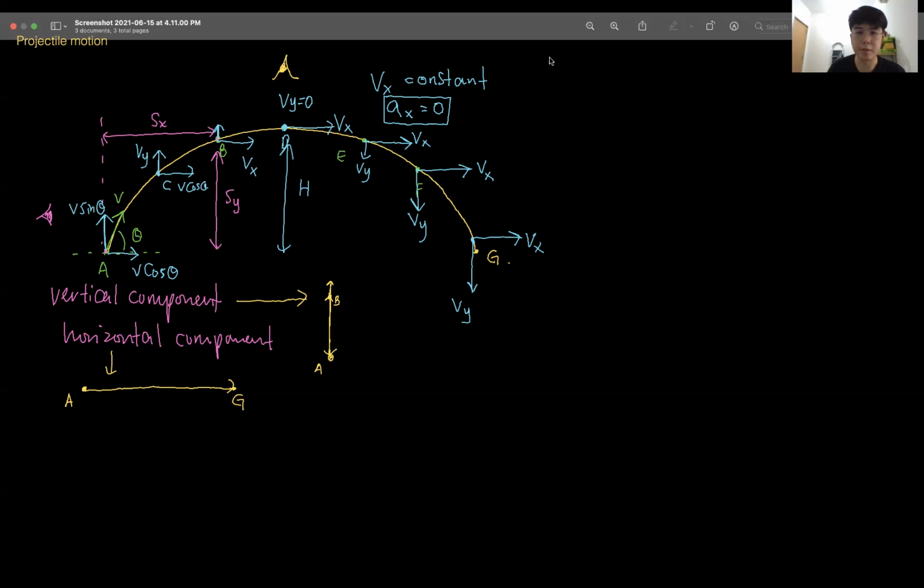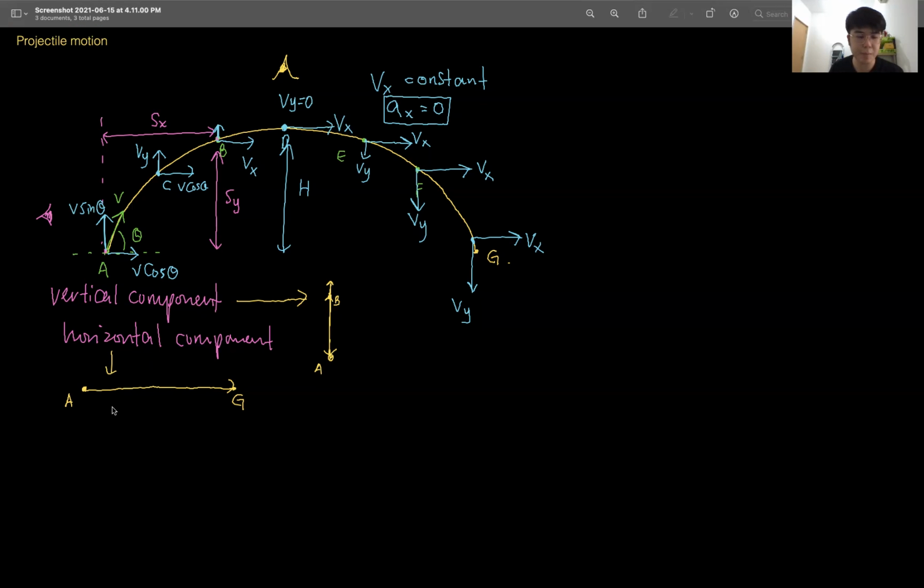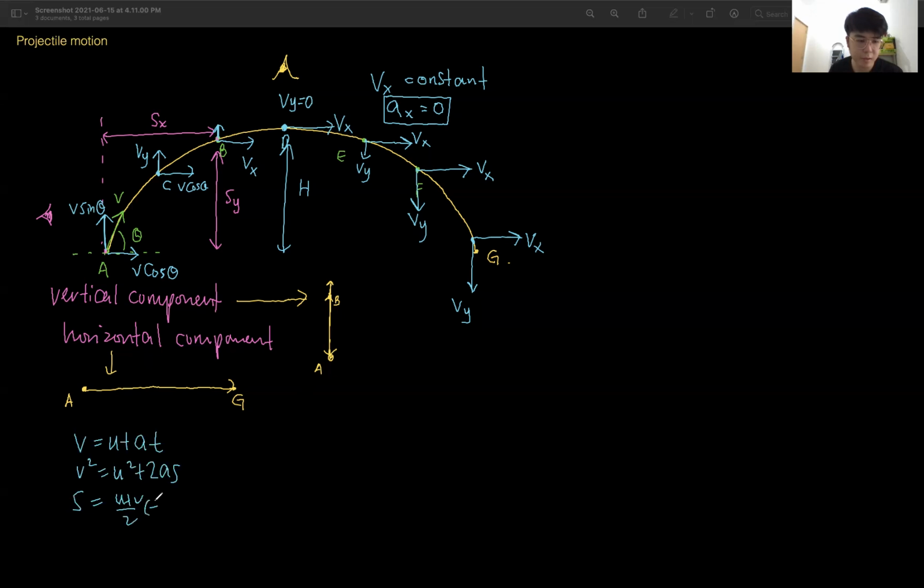Okay, let's continue. All right. So now we understand the basis of projectile motions. And now we start to analyze. In analyzing the projectile motion, we are going to use the same formulas: v = u + at, v squared = u squared + 2as, s = (u + v)/2 times t, and s = ut.